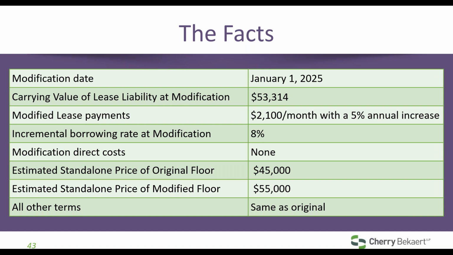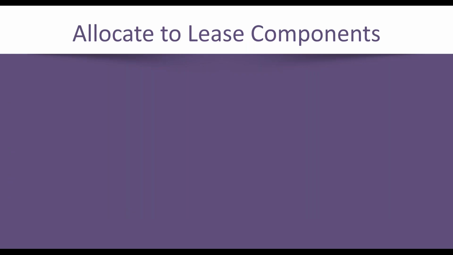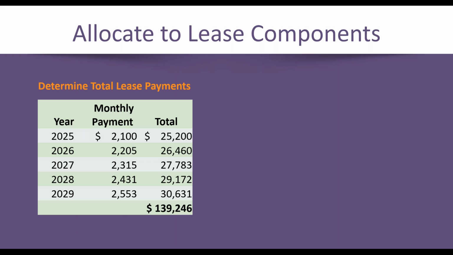And all other terms that might be pertinent are the same as the original to keep this relatively simple. So let's go through some of the math that we might have to do here. The first thing that we would probably have to do is say, okay, what are my lease payments? And so we would calculate what all the lease payments are going to have to be under the modified terms. Again, we start off with the $2,100, which is the given fact, and then it increases 5% in this example, and that comes out to $139,000.